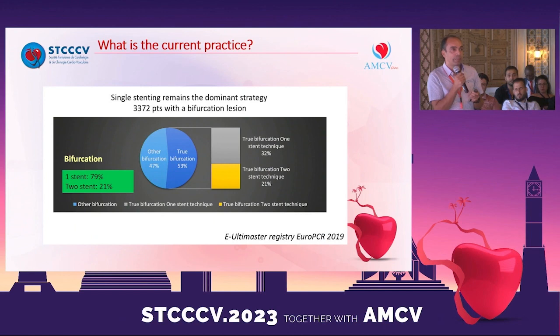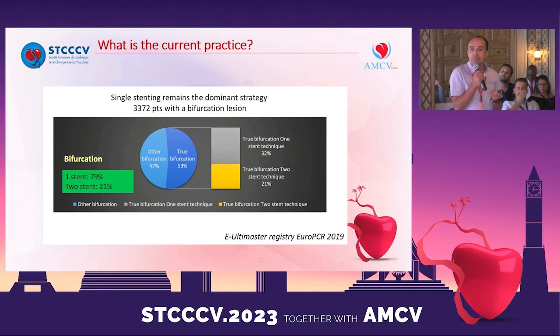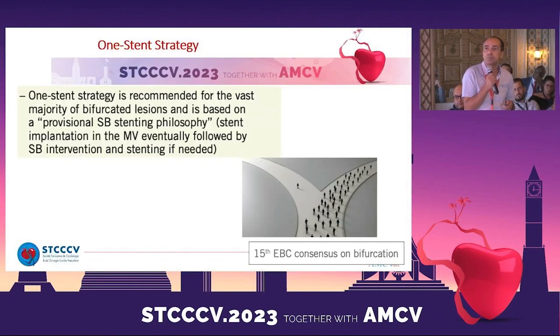What's the current practice? As you see in this registry, the Ultimaster registry, which included more than 3,000 patients, one stent was the dominant strategy with 80% of procedures, while two stents only 20%. So single stenting remains the dominant strategy in bifurcation lesions.